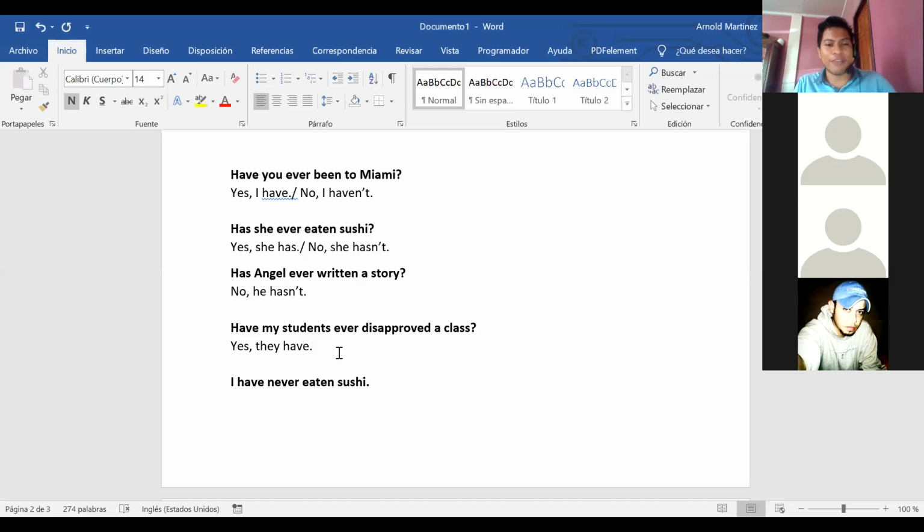Another sentence using never. She has, contraction: she's. Correcto. She's never driven a car. No, conducir, no sé cómo. Okay, she's never driven a car. She's never driven a car.